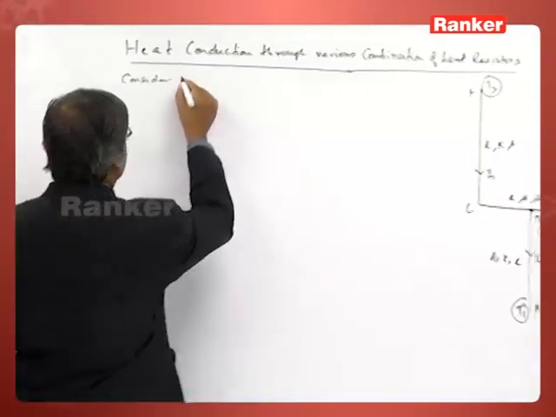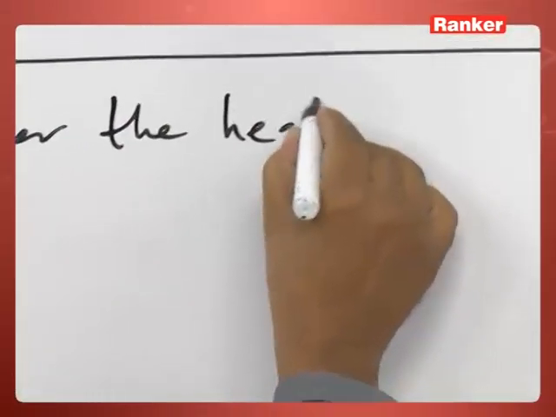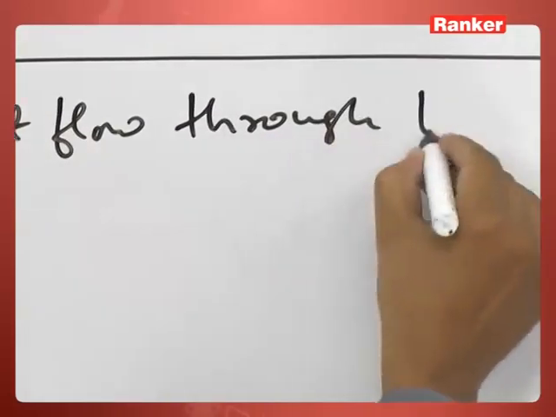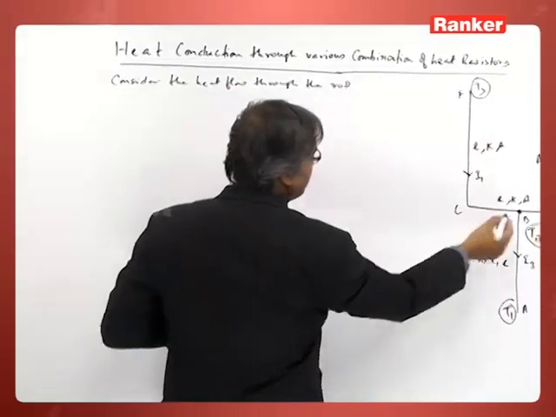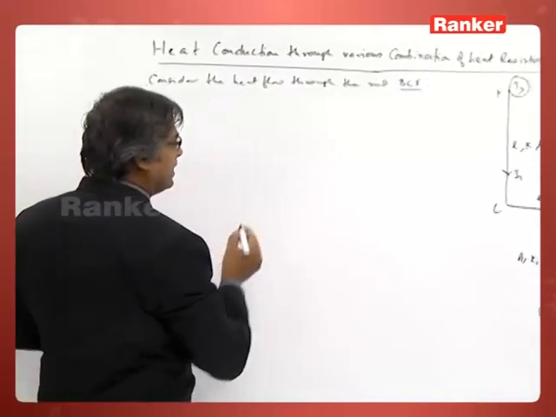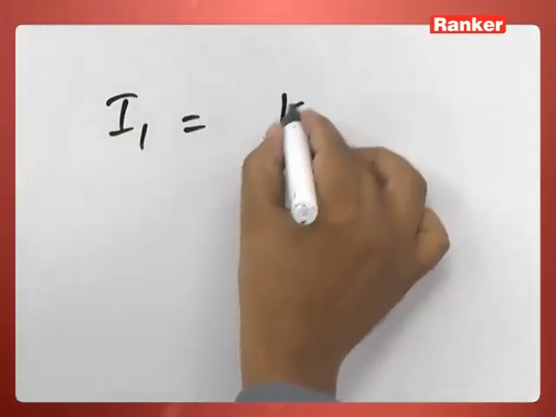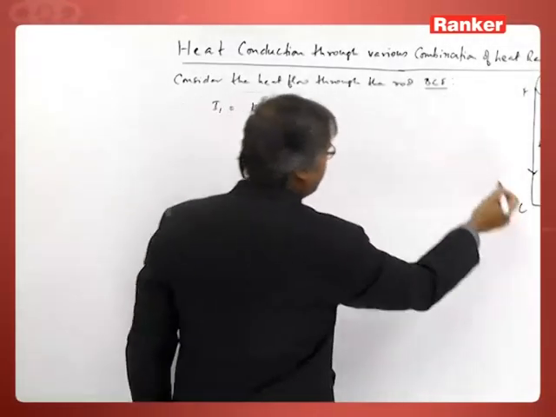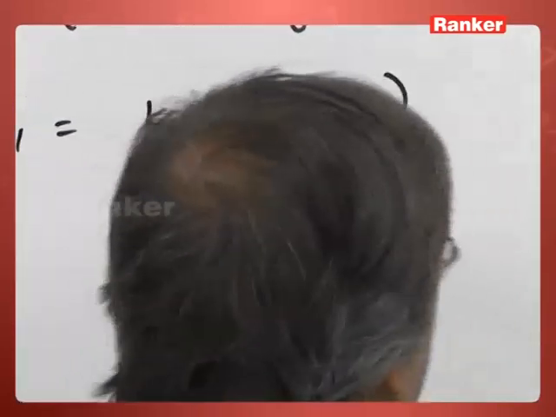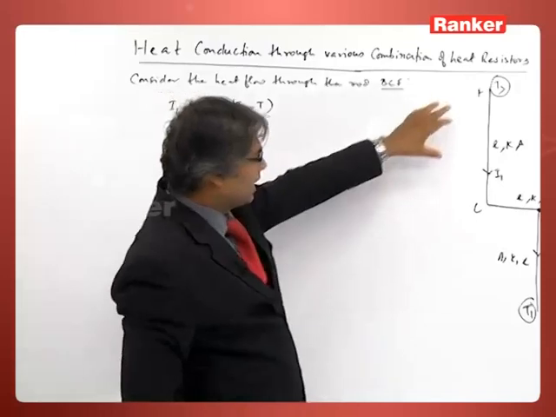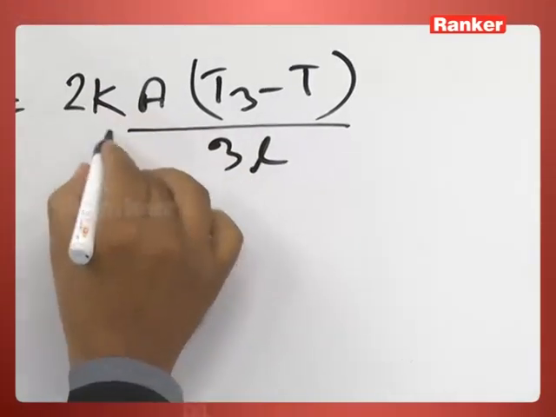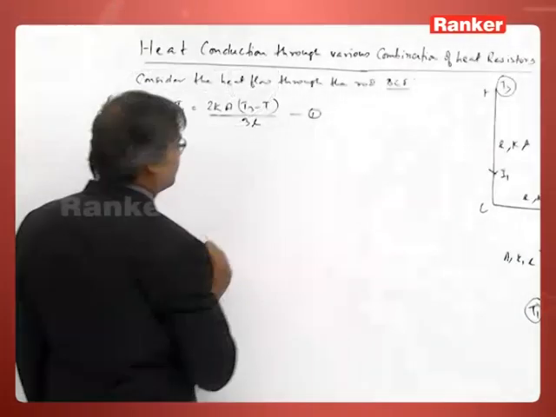So, what we do, consider the steady state heat flow through the rod BCF. So, the heat current I1 is given by conductivity K, A into temperature difference, that is T3 minus, suppose I say TB is T, by this length. Total length is L plus L by 2, that is 3L by 2. This is equation number 1.